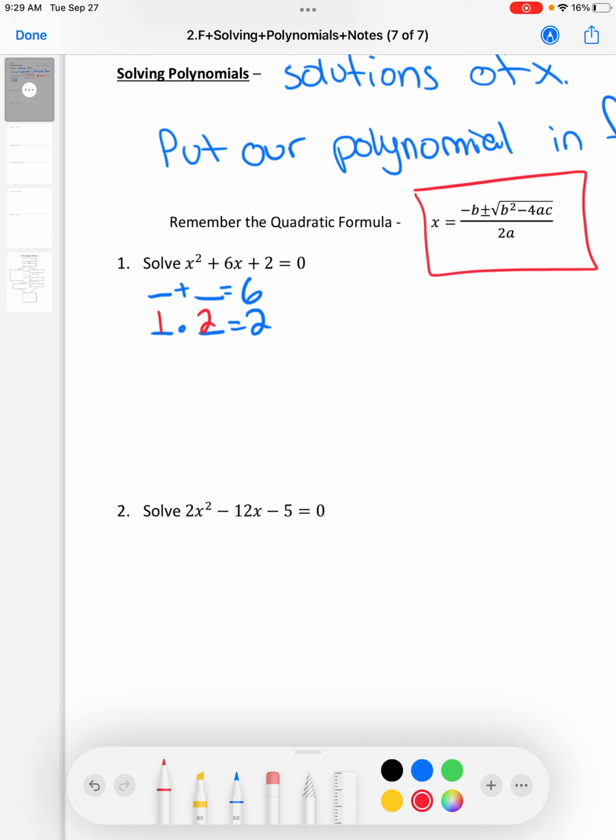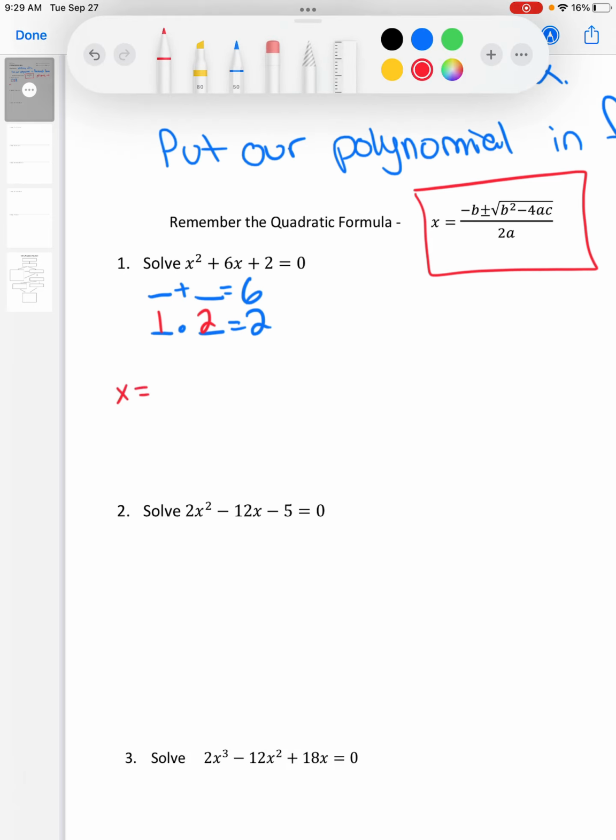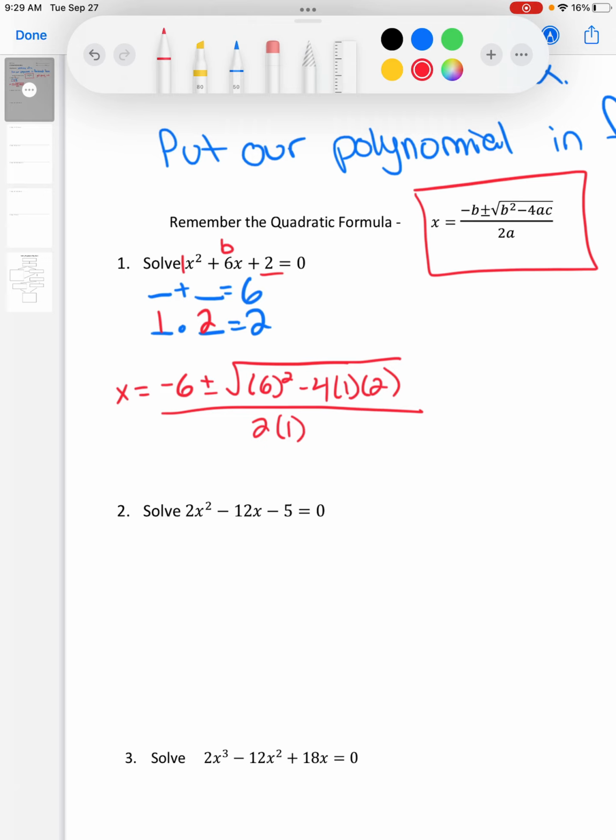So, we're going to have x is equal to negative b. What's my b value? 6 is my b value. So we'll have 6 squared, okay, minus 4 times a. What's my a value? Well, there's no number in front of x squared, so it's a 1. So 1, and then c value is 2. All over 2 times a, so 1. So now we just need to simplify it.